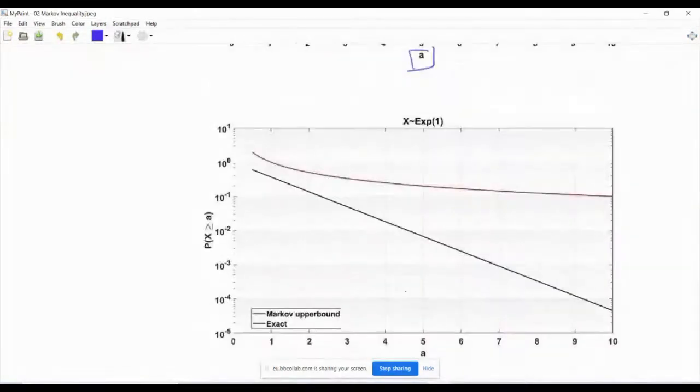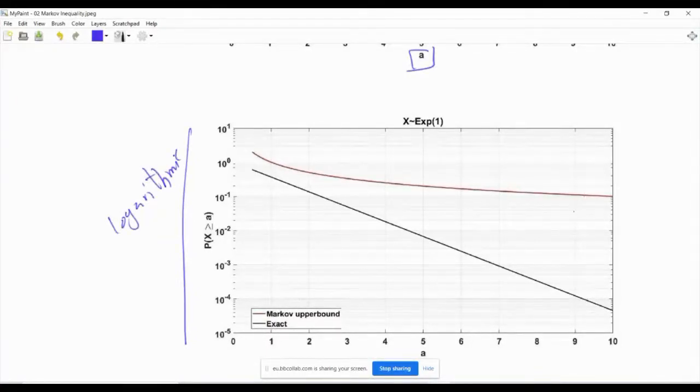And here is a redrawing, and this is a logarithmic scale right here. You can see that basically this upper bound is lousy. So the actual probability is decaying very fast. It's decaying exponentially, but the Markov upper bound is decaying as 1 over a. And as you can see, the relative difference is basically increasing significantly. Okay. However, it is still an upper bound. Okay. And again, to compute the exact thing, you are assuming that you know the distribution. Okay, you know the distribution.